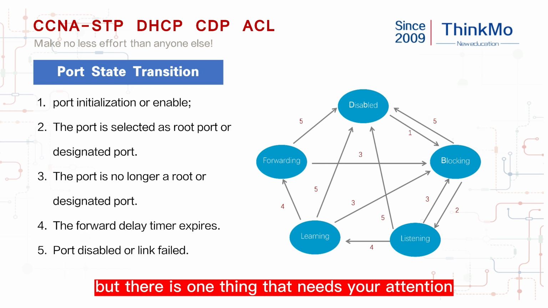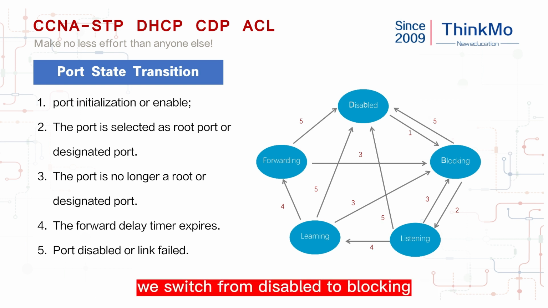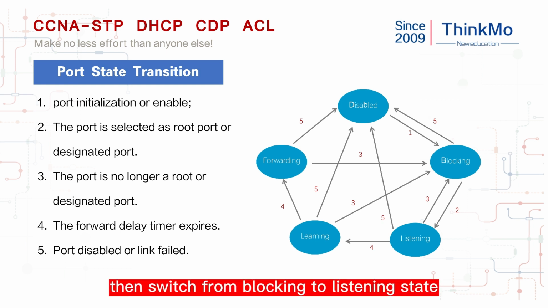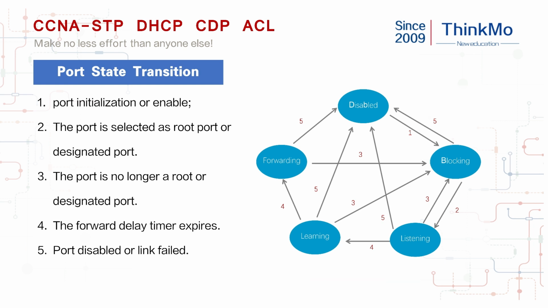But there is one thing that needs your attention. We switch from disabled to blocking, and this happens soon, as long as this interface is opened and runs STP. Then switching from blocking to listening state can in fact be done quickly. But from listening to learning, it takes 15 seconds. This is called forwarding delay, also called timer timeout. Then our true forwarding state is called forwarding.